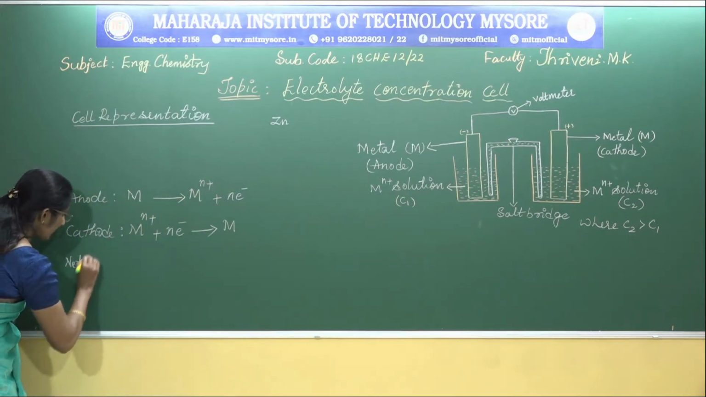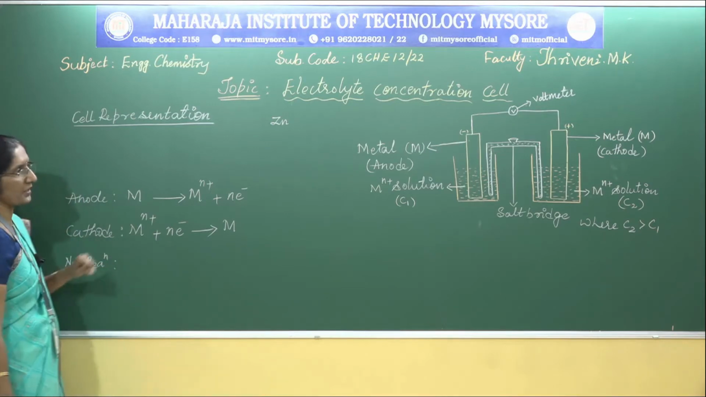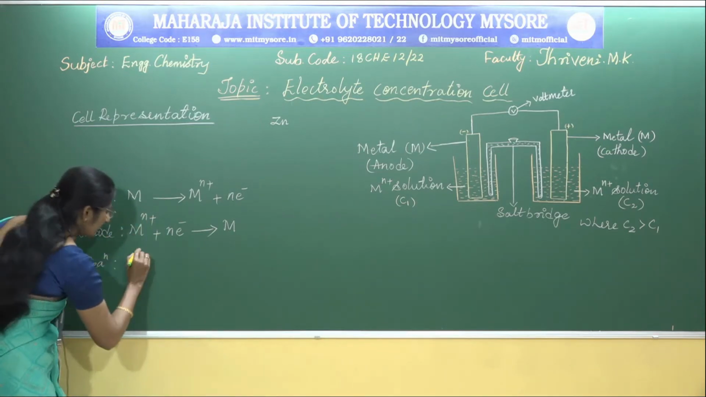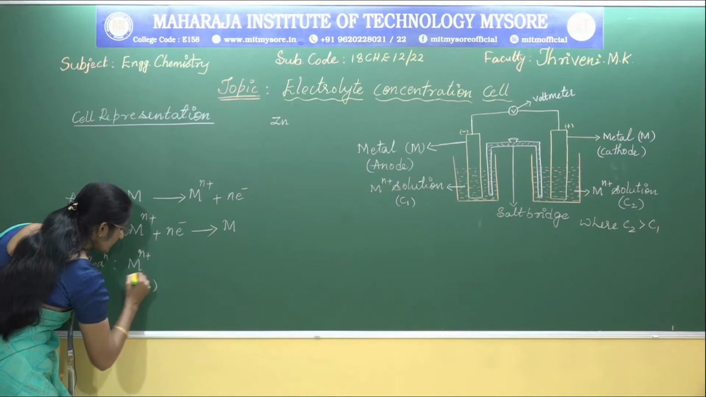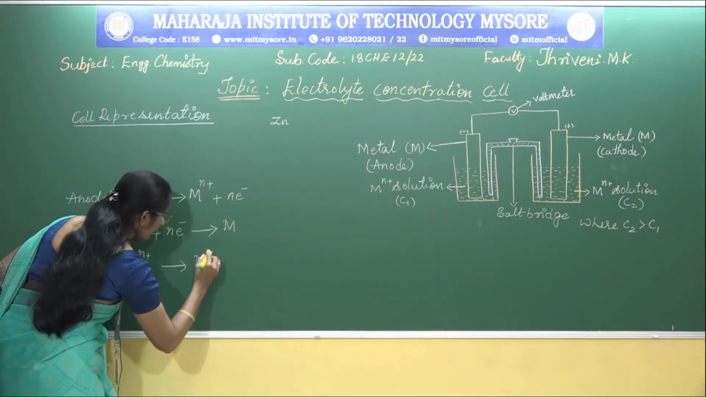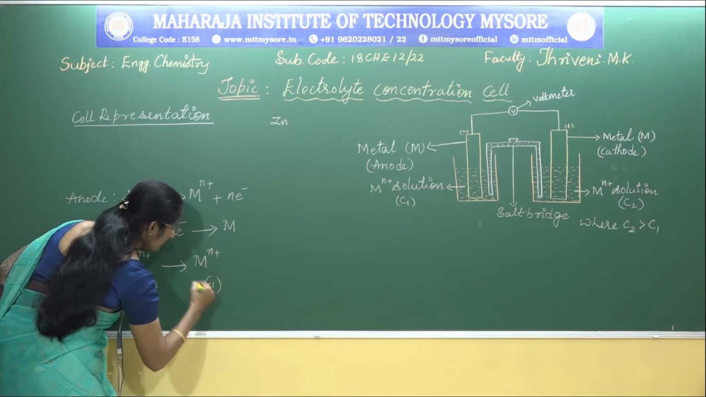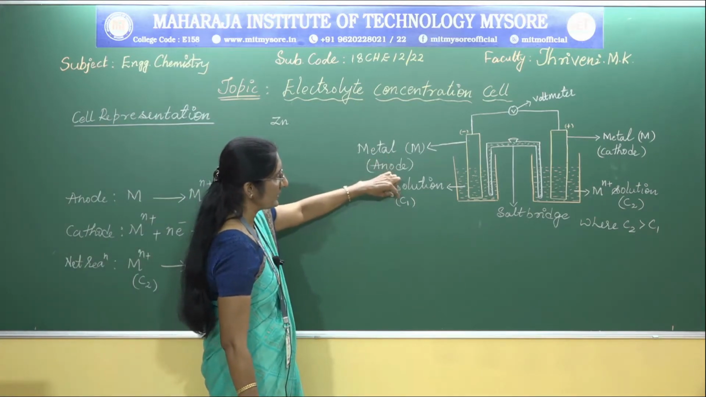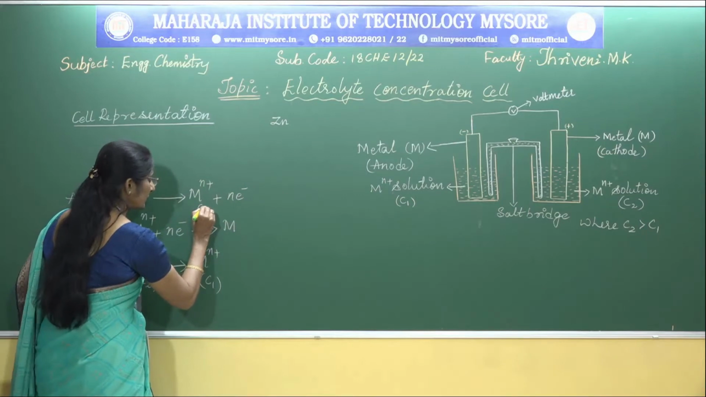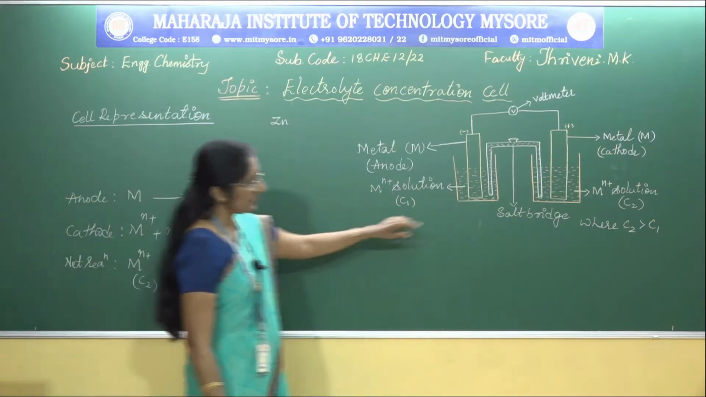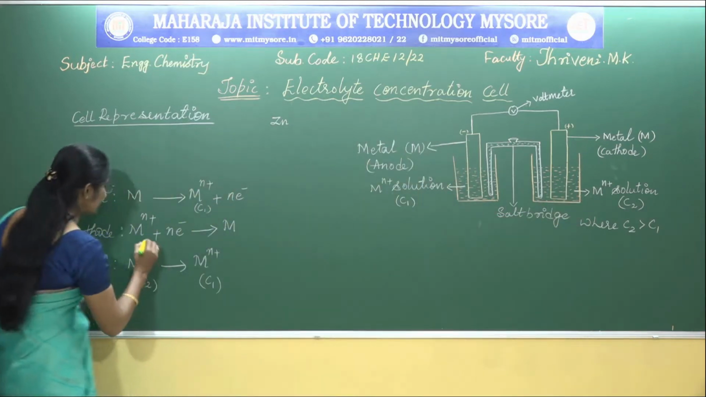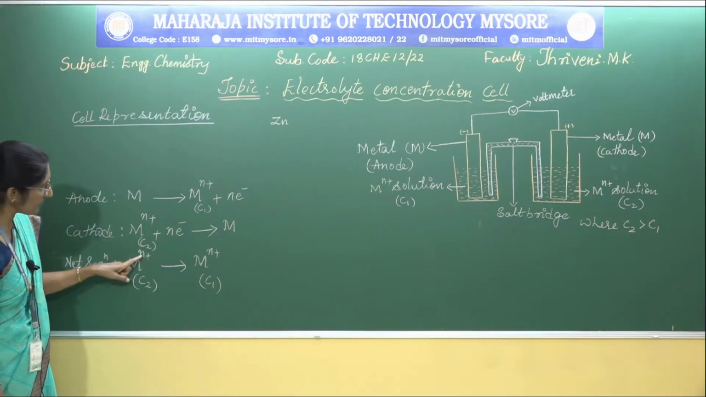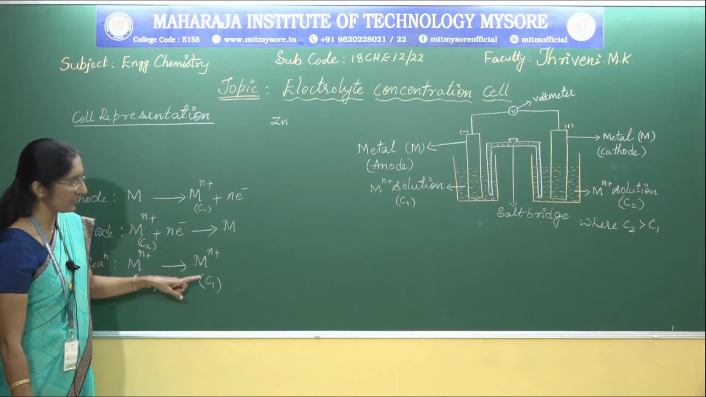The net reaction or overall reaction in an electrolyte concentration cell is simply the change in concentration, that is Mn+ (C2 concentration) changes to Mn+ (C1 concentration). According to the diagram, the concentration of metal ion at the anode is considered as C1 and at the cathode as C2. So the net reaction is Mn+ (C2) changes to Mn+ (C1).